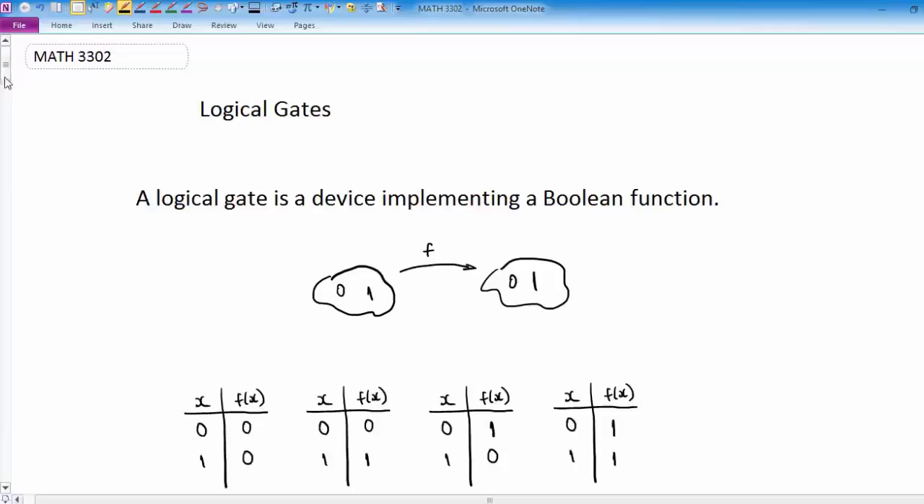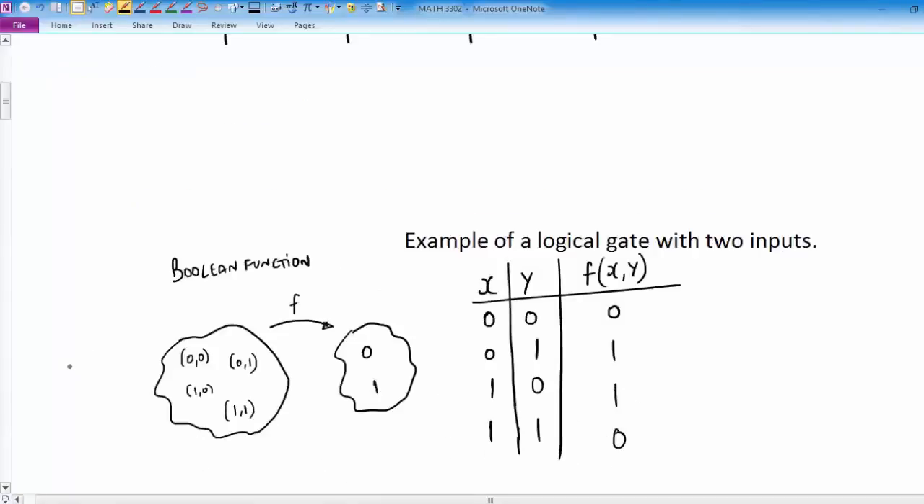Now, Boolean functions also can have two inputs, or in this case, the domain will have tuples, and each entry of the tuple will have 0 or 1. So this is an example of a Boolean function with two inputs, x and y. X can assume values of 0 or 1, and so can y. Then there's a total of 4 possible inputs, and each input can be associated with 0 or 1. Therefore, there are 16 of these Boolean functions with two inputs.